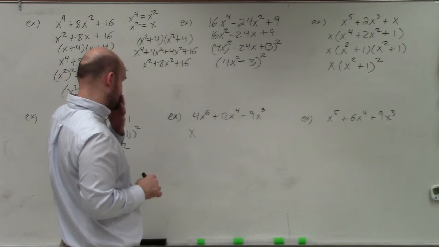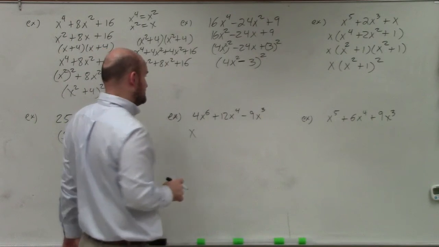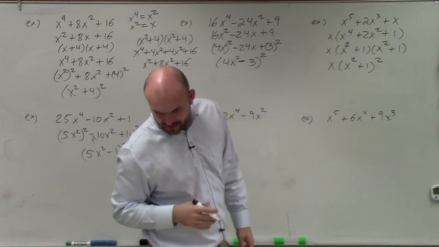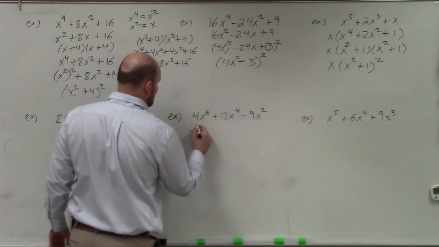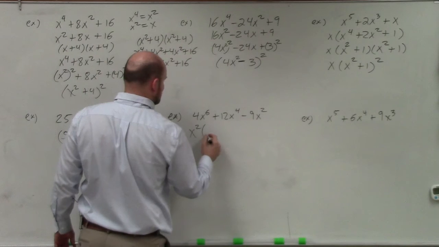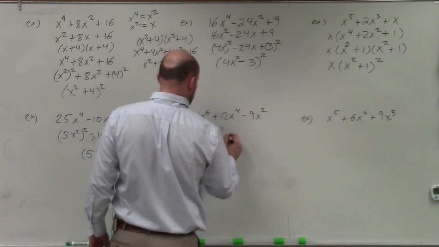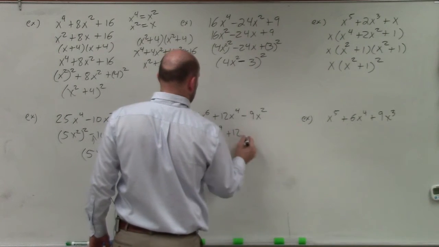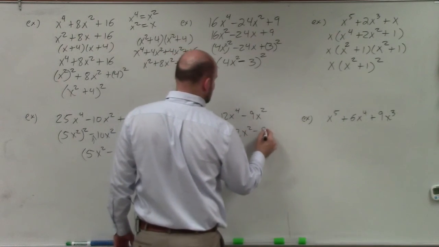I guess that was not supposed to be that way. I think this was supposed to be an x squared. Yeah, it was supposed to be an x squared. So if I factor out an x squared, I'm left with a 4x squared plus 12. I'm sorry, that's x to the 4th, plus 12x squared minus 9.